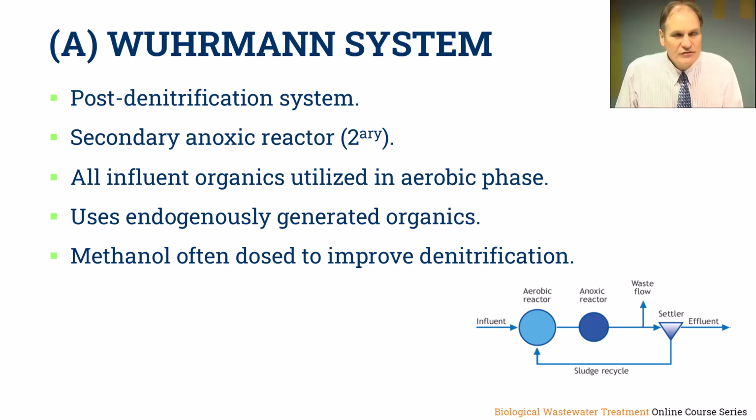Now, the endogenous process is very slow, as we discussed, and so the rate of denitrification in this secondary anoxic reactor, as it's also called, is very slow, and therefore we need a large unaerated mass fraction in order to get a high nitrate removal. And so in order to derive a greater benefit from the secondary anoxic reactor, often methanol is dosed into the secondary anoxic reactor to improve the denitrification.